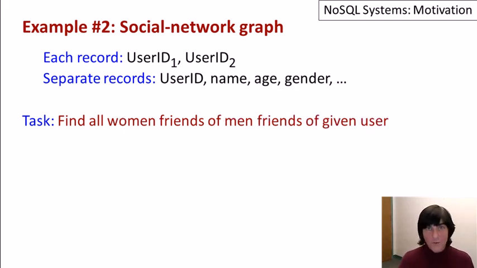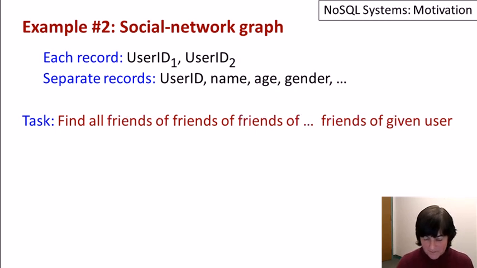And furthermore, what if we want to find all women friends of men friends of a given user? In that case, we're going to need a couple instances of the friend relationship, and we're going to need to join that with a couple instances, actually, of the user information as well. So this is starting to look a little bit more SQL-like, but maybe we don't need the full power of the language because we can see that there's a certain sort of pattern to the types of operations we're doing. And, of course, the problem comes when we want friends of friends of friends of friends of a given user. In that case, we're doing a large number of joins, and large numbers of joins tend not to be that efficient in relational database systems, even when you use recursive SQL.